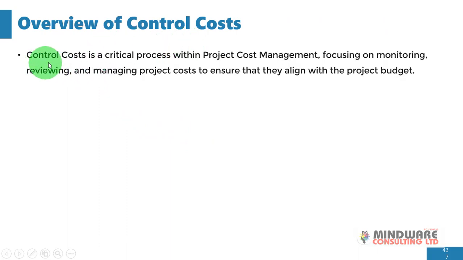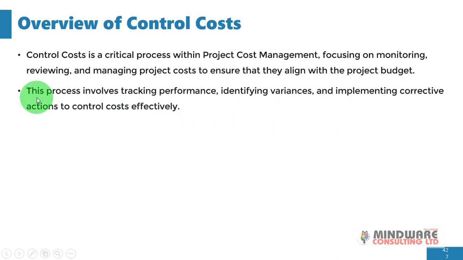As an overview, control costs is a critical process within project cost management, focusing on monitoring, reviewing, and managing project costs to ensure that they align with the project budget. This process involves tracking performance, identifying variances, and implementing corrective actions to control costs effectively.